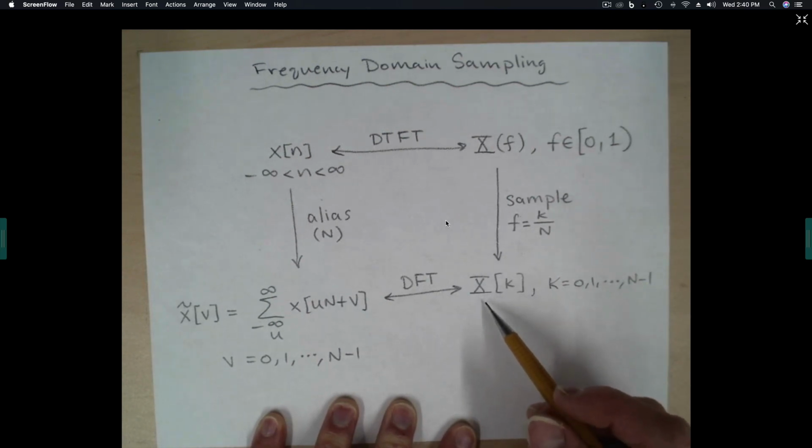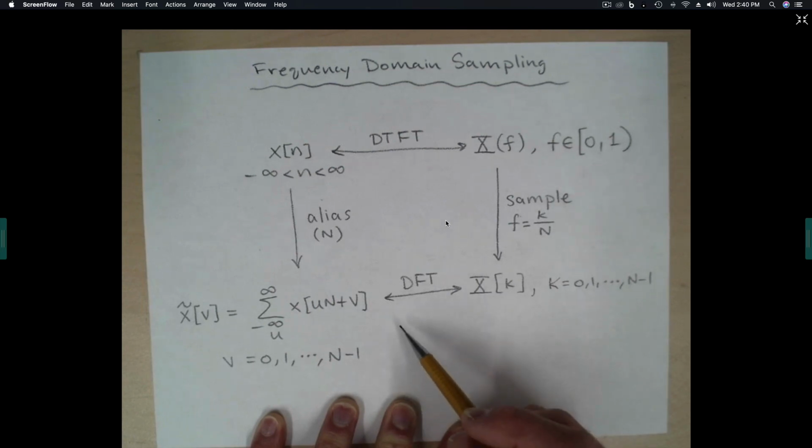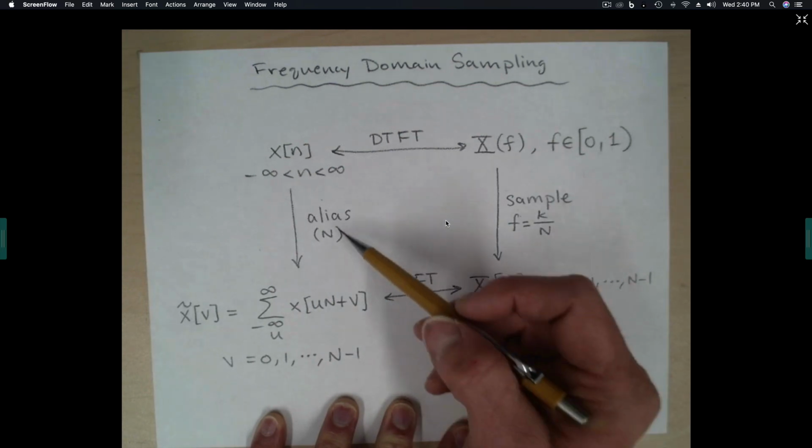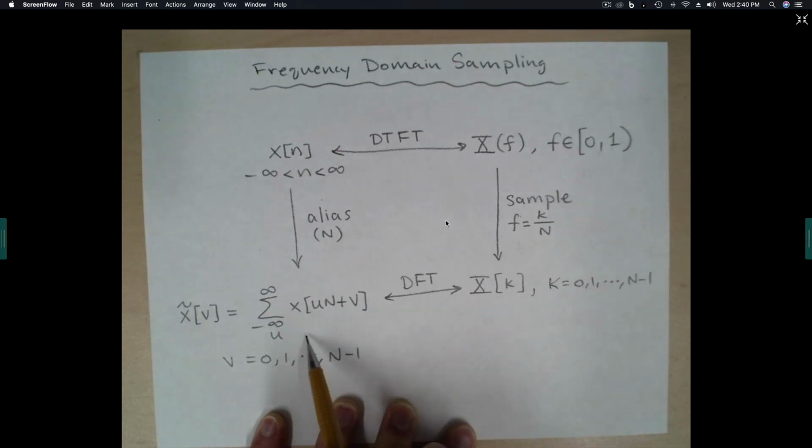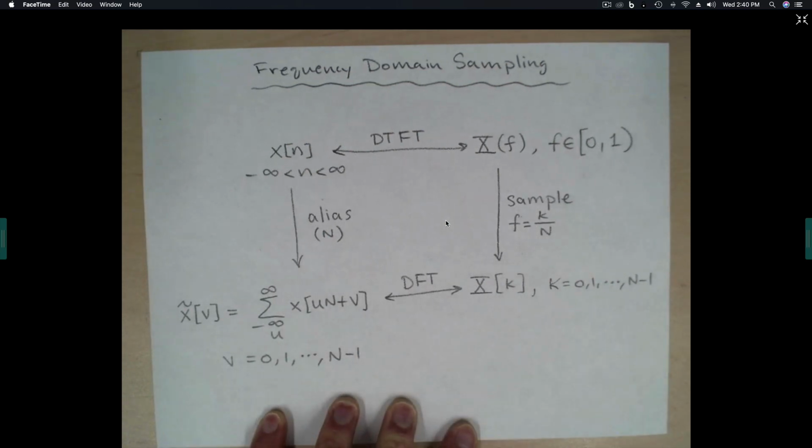And we now know that the effect of sampling in the frequency domain is to cause aliasing to occur in the time domain. So this formula here shows us what happens with the time domain aliasing.